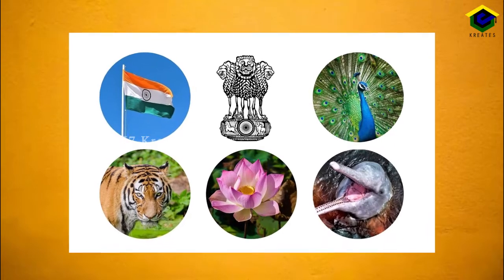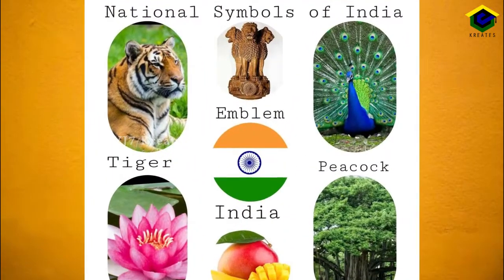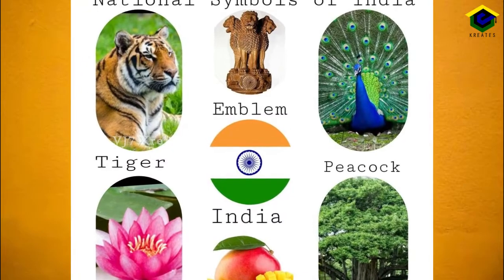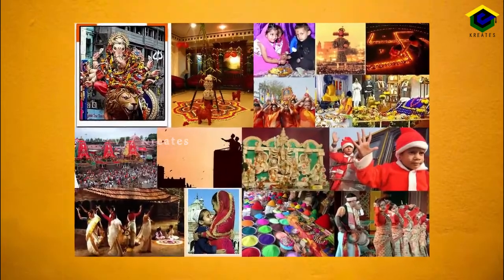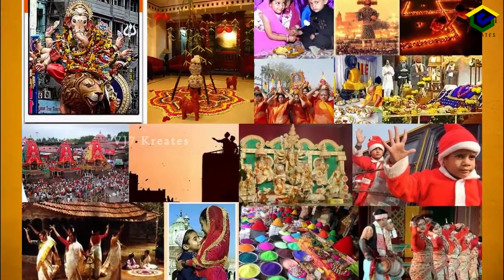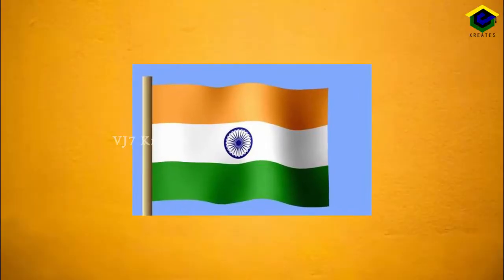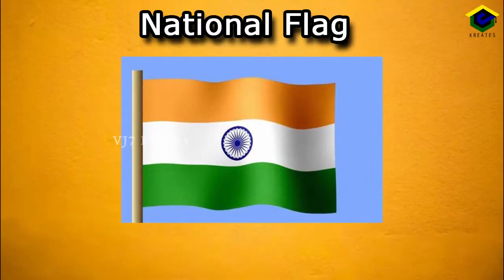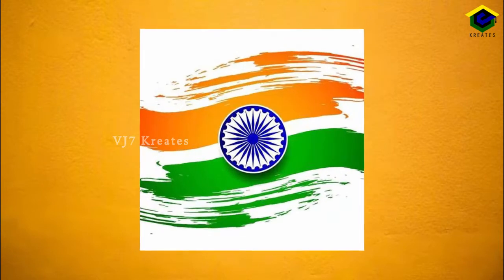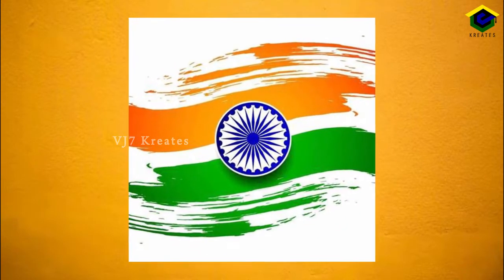This lesson deals with the natural national symbols and the other national symbols. It also explains about the different national festivals. Other symbols of our country. First one, national flag. The tricolor flag is our national flag.